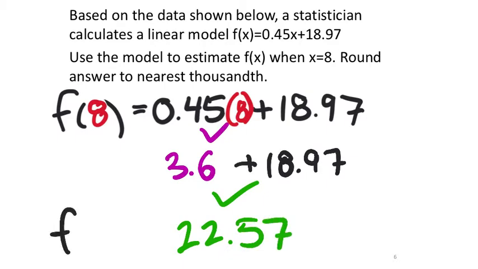So we don't know what this represents. I mean, it'd be nice to know, but they're not really telling us what the 8 represents, and we now don't really know what this 22.57 represents.